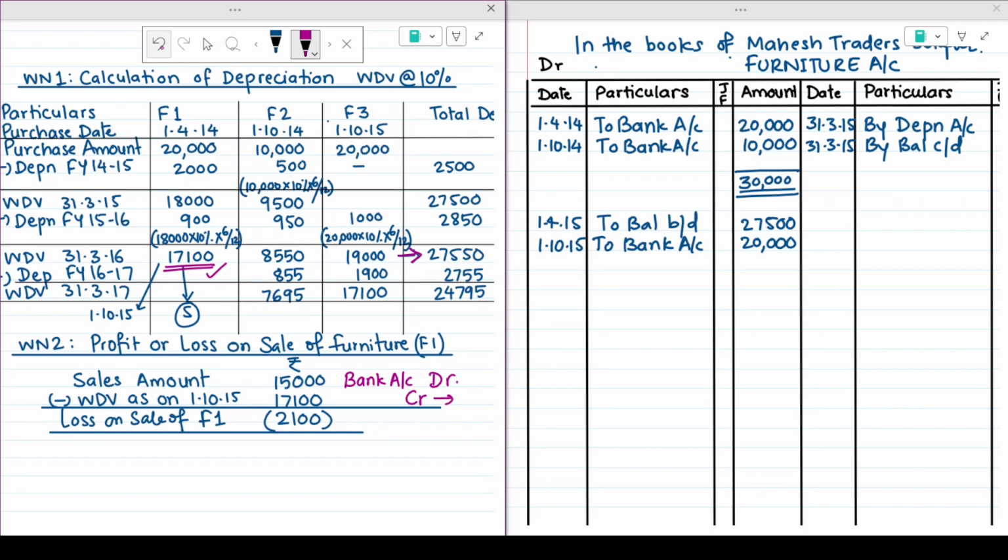Furniture account will be credited. And we debit the losses, expenses and losses. With that rule, this expense will be debited. So what will be the entry? We want to credit furniture account.